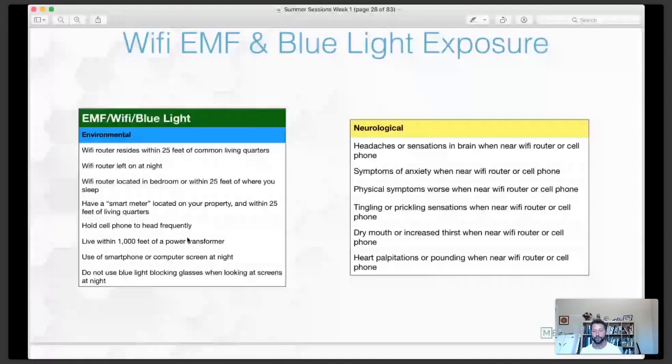We know that blue light directly affects melatonin and melanopsin in the eyes. These are major problems because anxiety and sleep disorders are rampant. So some basic things to be looking at: you've got to be looking at the Wi-Fi EMF issue with all clients.